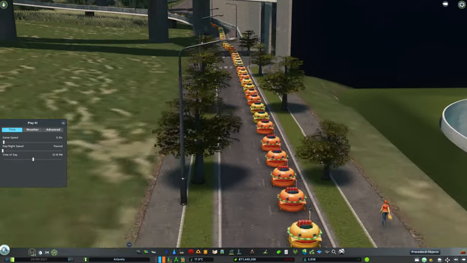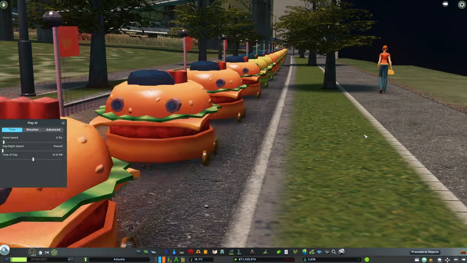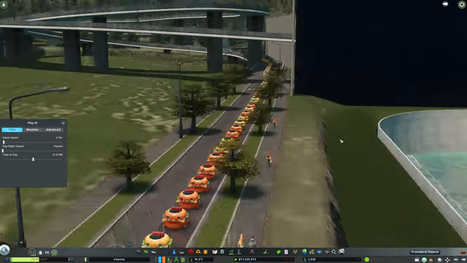Then a whole lot of cheeseburgers turned up. I'm not really sure what's happened here, but it's sure made me laugh.